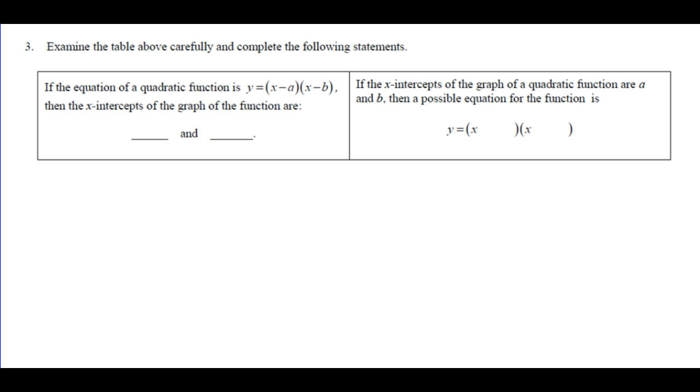So in this case, we're moving from the specific, right? You have 6 or 7 specific examples, but we want to come up with a general statement for it. So specifically, x is 1 and x is negative 4. But in general, if the equation of the quadratic is in the form y equals x minus a, x minus b, then the x-intercepts of the graph of the function are, okay, what goes in the blanks? a and b.